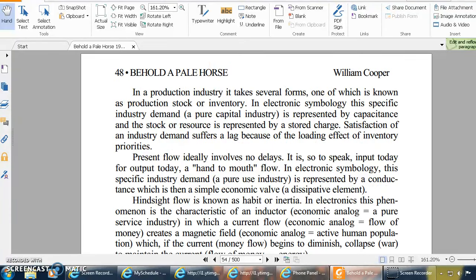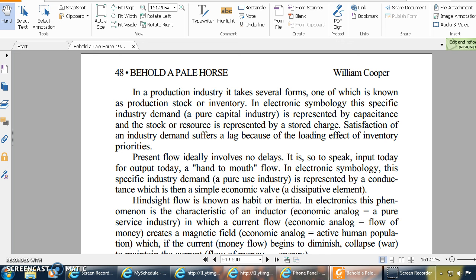Page 48. In a production industry, it takes several forms, one of which is known as production stock or inventory. In electronic symbology, this specific industry demand, a pure capital industry, is represented by capacitance, and the stock or resource is represented by a stored charge. Satisfaction of an industry demand suffers a lag because of the loading effect of inventory priorities.